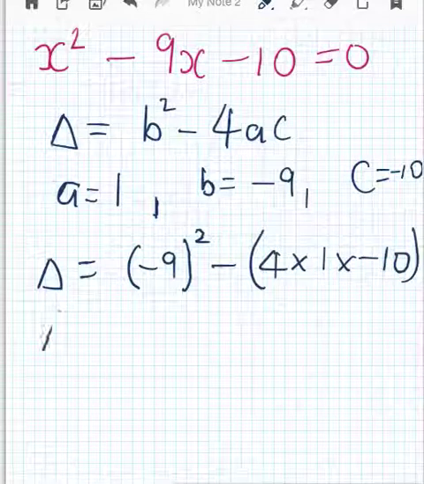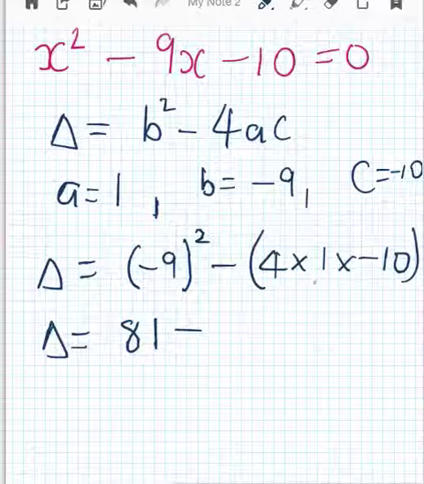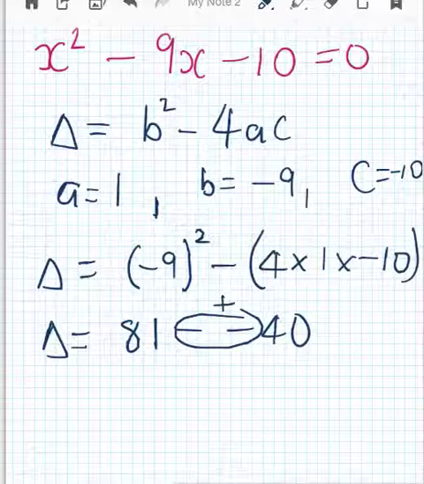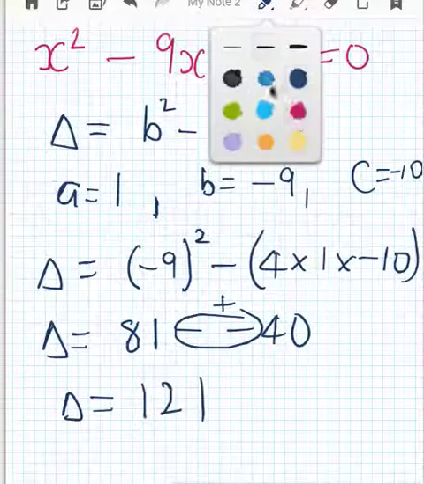So we have negative 9 squared is positive 81. Okay, and then we end up with minus, and then in the brackets we have 4 times 1, which is 4, and 4 times negative 10 gives us minus 40. And then these two negatives will make a positive, so our discriminant will equal 121. Okay, now let's look at this discriminant.